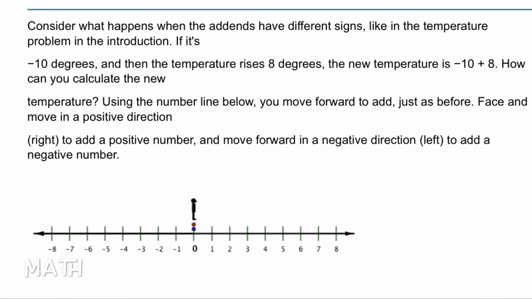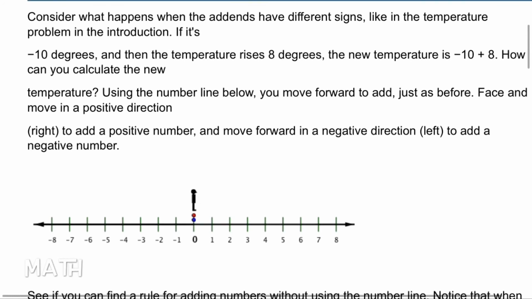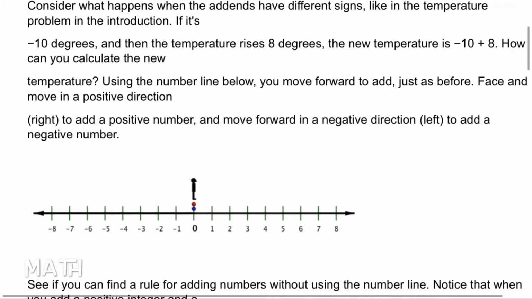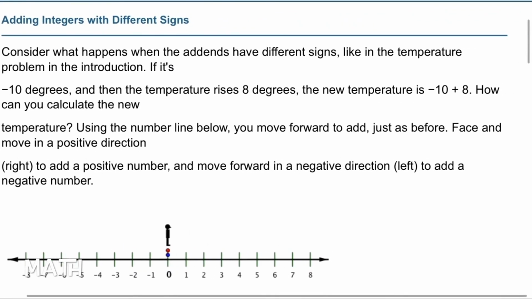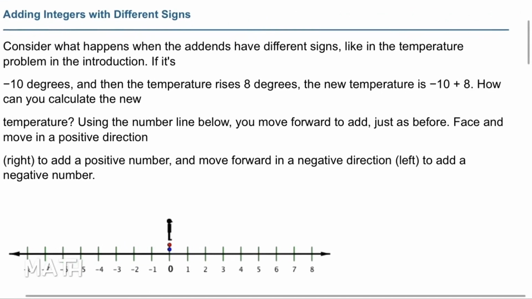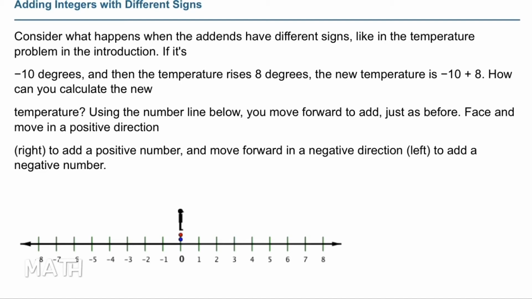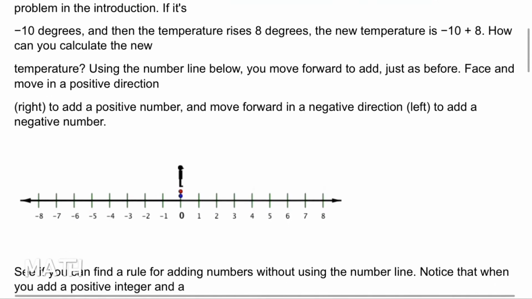Consider what happens when the addends have different signs, like in the temperature problem in the introduction. If it's negative 10 degrees and then the temperature rises 8 degrees, the new temperature is negative 10 plus 8. How can you calculate the new temperature?